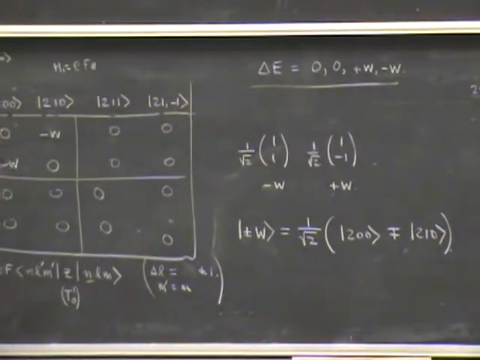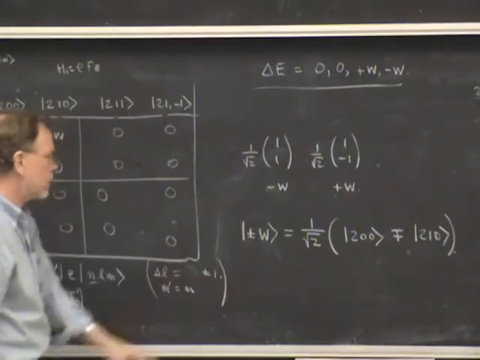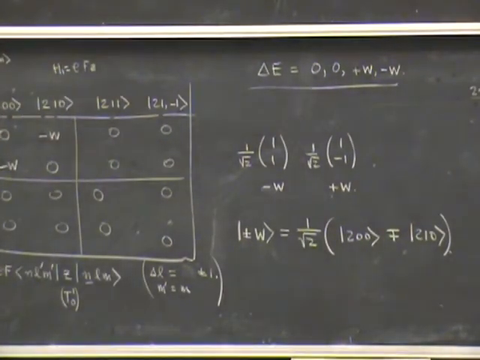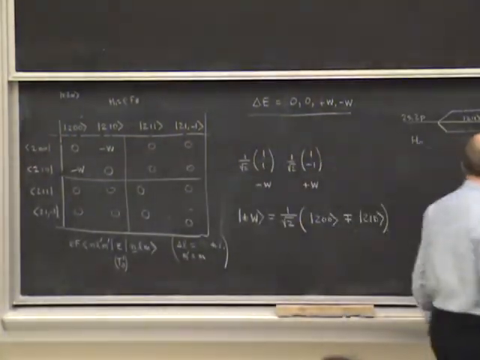These are not exact eigenstates, but they are the first order perturbation theory eigenstates in the presence of the perturbation. They're linear combinations of these two states with m equals zero, and they have different energies.